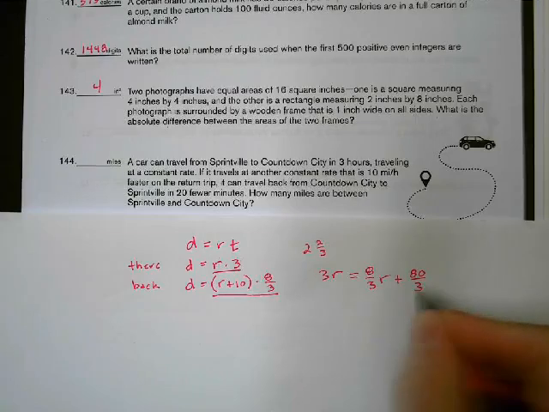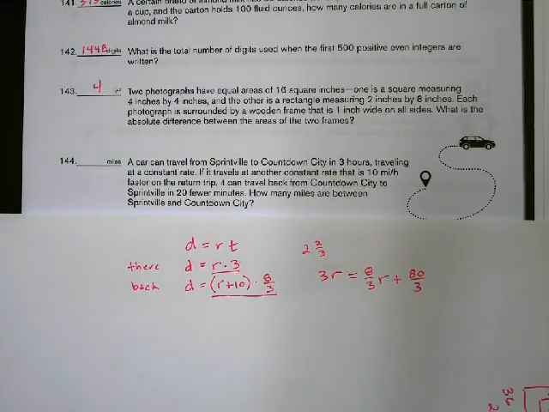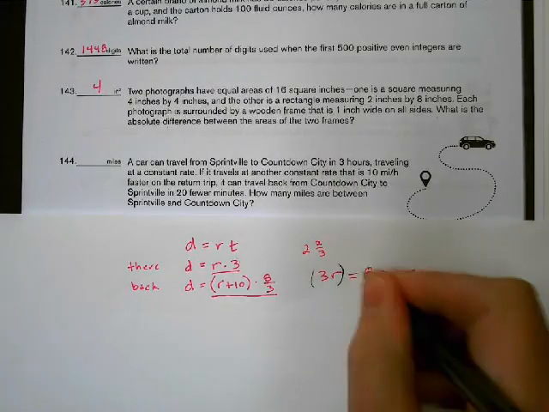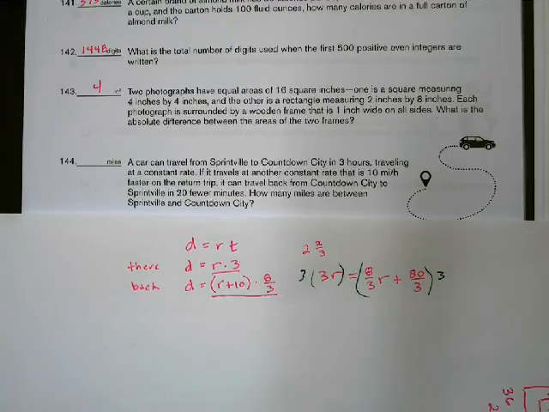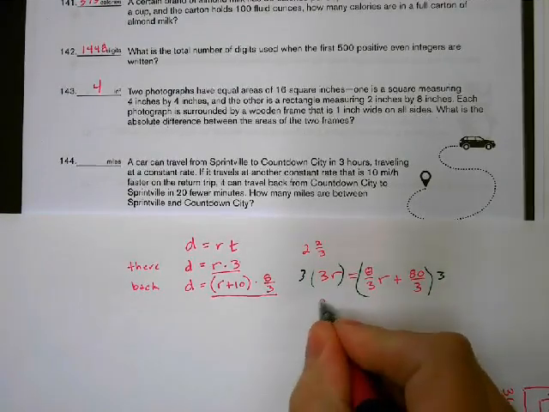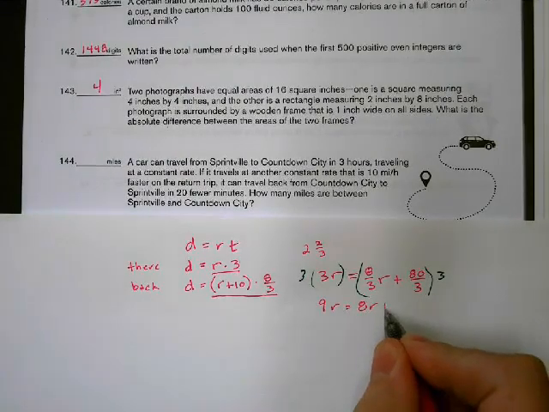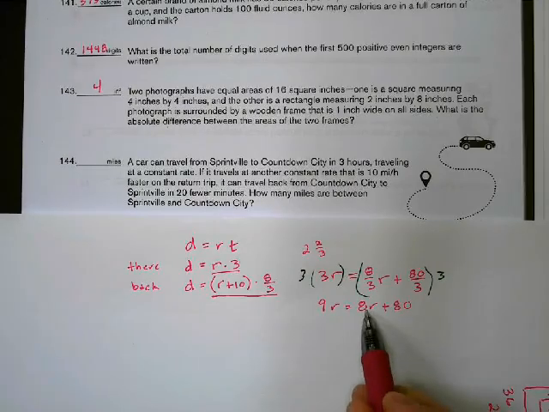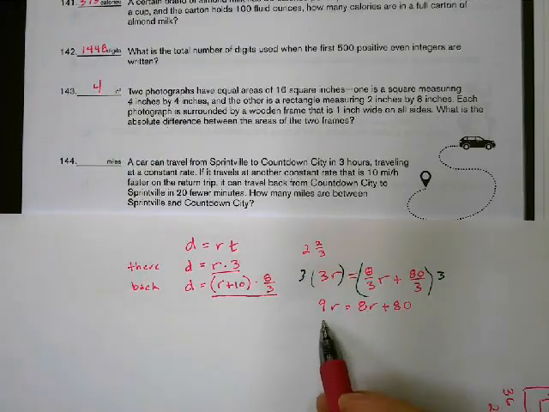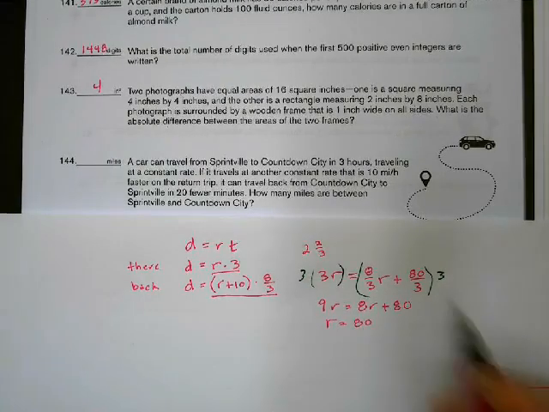Personally, I don't like these denominators. Let's just multiply everything by 3 to clear our fractions. It'll make it easier to look at and be much prettier. So multiplying everything by 3, I get 9R equals 8R plus 80. Oh, this is kind of nice. I subtract 8R from both sides, and I get R equals 80. Okay, I now know the rate in miles.